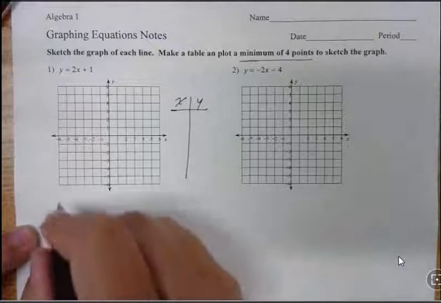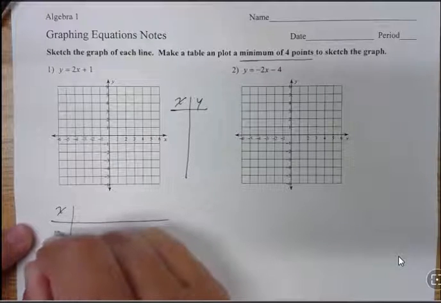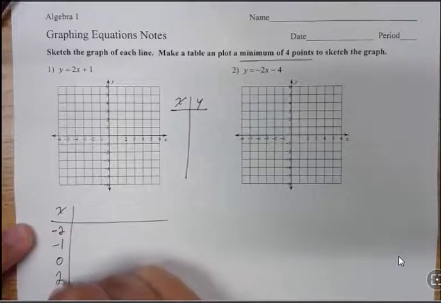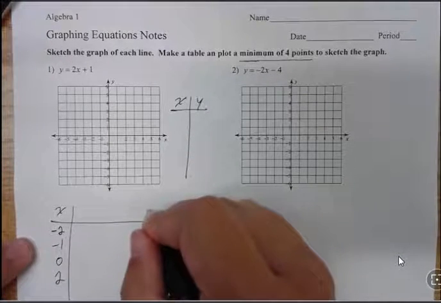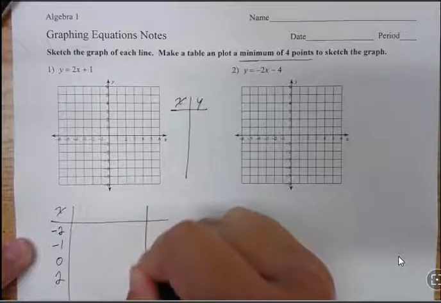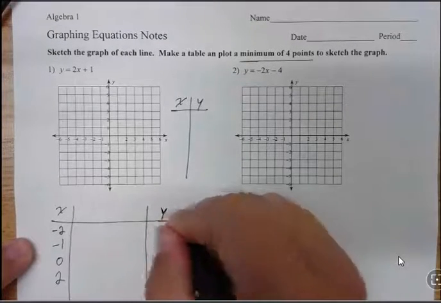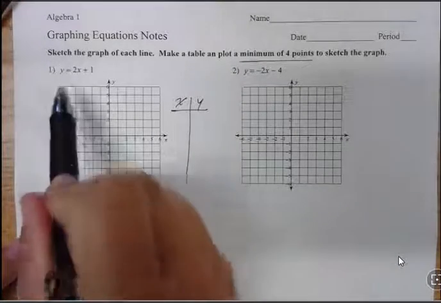So down here I'm going to do my work. Let's say I have x, and I'm going to choose, let's say, -2, -1, 0, and 2. Again, you could choose 5 or 6 points if you wanted. Now in the middle is where I'm going to do my work to evaluate, and then the right is where I'm going to get what the output is going to be. So we're inputting x, and we're going to figure out what y is.